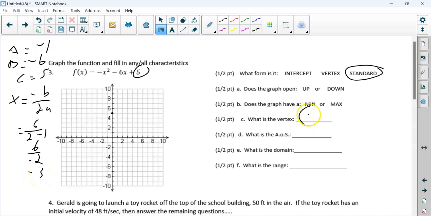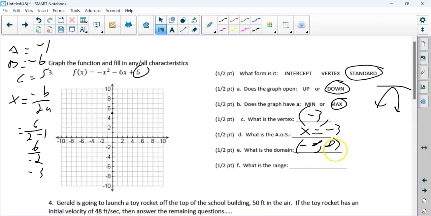So the vertex is at (negative 3, something). Not sure what it is. We do know it is going down, which means it has a maximum. Okay. Again, I go with angle. The axis of symmetry is going to be x equals negative 3. Domain is not changing on any of these. It's going towards negative infinity, but we need that vertex to find out this number here.